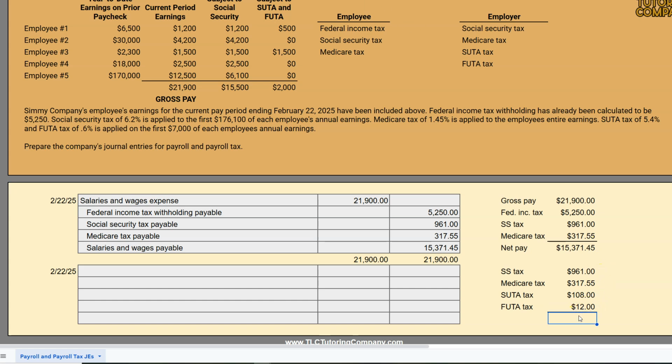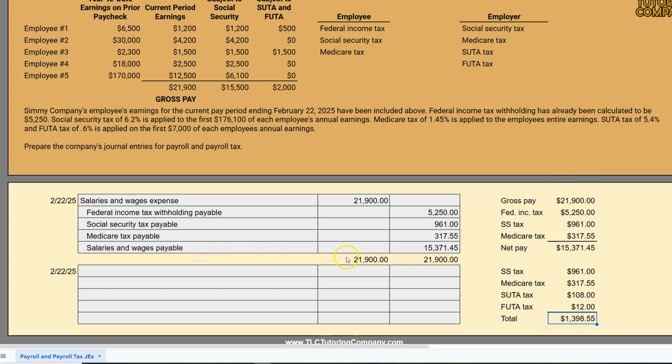Let's add these up and find their total payroll tax. All right, add all those up. $1,398.55 is our total payroll tax, I should say. Total payroll tax for Simi Company.